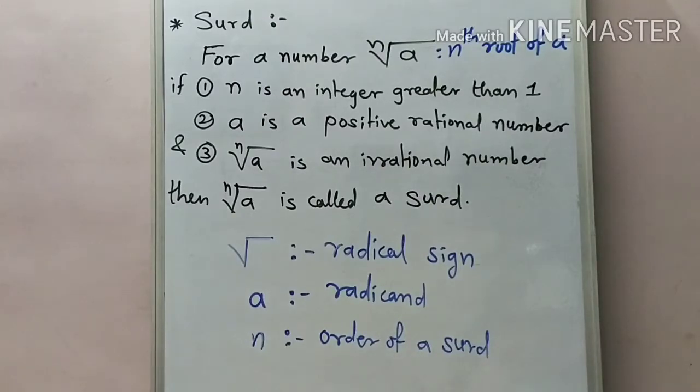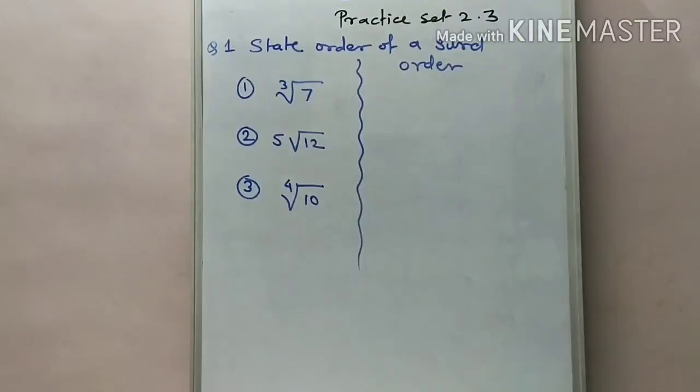There we also have the topics like surds and rationalization of surds. So let's do that practice set, and one by one we will discuss all these topics. Okay students, so here we start practice set 2.3.